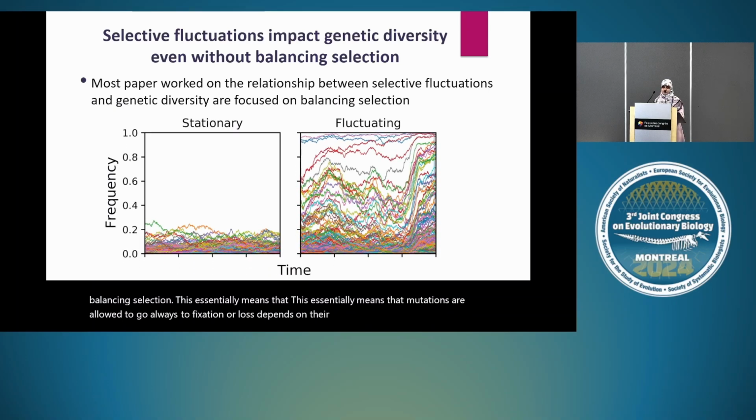If we take a look at the simulations that we have done in the absence of balancing selection, we can see that if we move from a stationary environment to a fluctuating one, trajectories of allele frequencies are going to higher frequencies, which means that there's a change in genetic diversity.